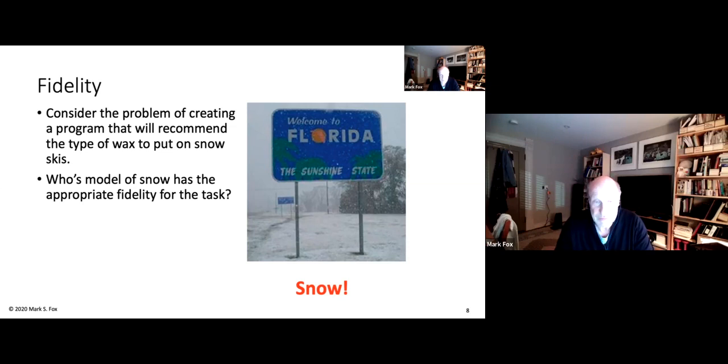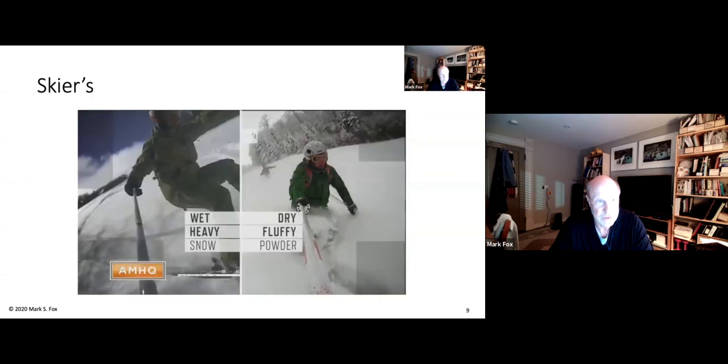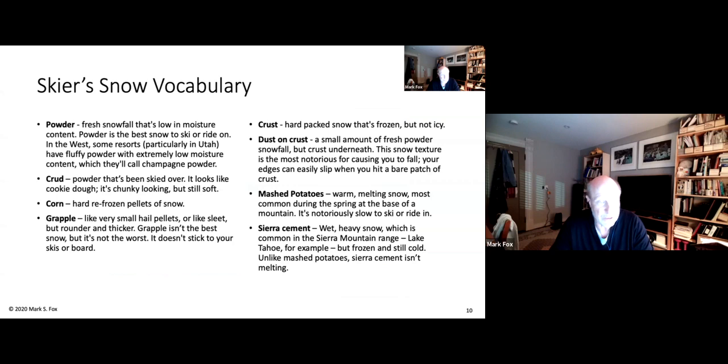But if we think about a skier's representation of knowledge and the fidelity it has to have, skiers have a much richer representation, a higher fidelity representation of what snow is, because they are going to have to make decisions about the wax on their ski based upon their representation of snow, which includes whether the snow is powder, crud, corn, grapple, crust, dust on crust, mashed potatoes, Sierra cement. All of this reflects a higher fidelity representation of snow than you would find in someone who comes from a warm climate. So let's be clear.